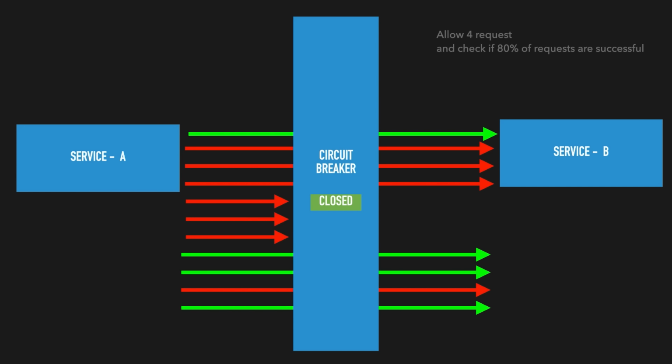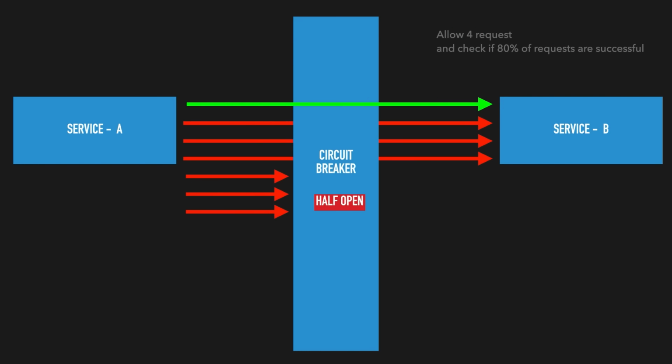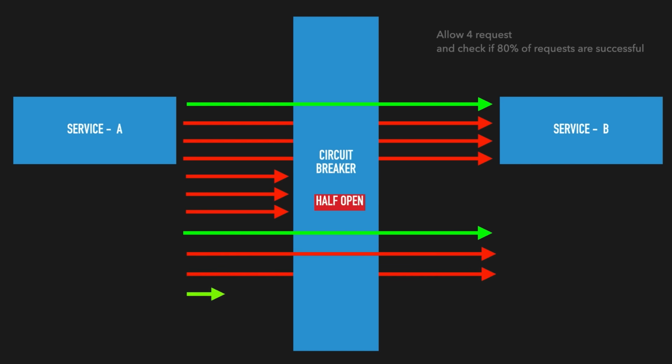So in the closed state, as I said, the network is active, and the calls are going from service A to service B as usual. But what would have happened if the circuit breaker noticed more calls failing in the half open state? Let's say the circuit breaker is in the half open state, and as per the criteria set, it is allowing 4 calls from service A to service B, and it notices that out of 4 calls, 2 calls are failing.